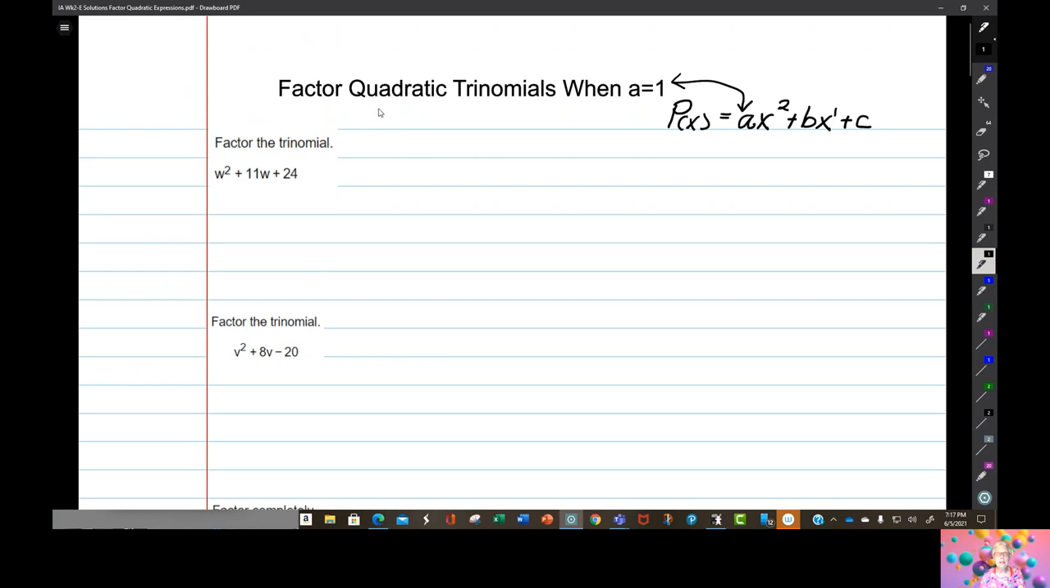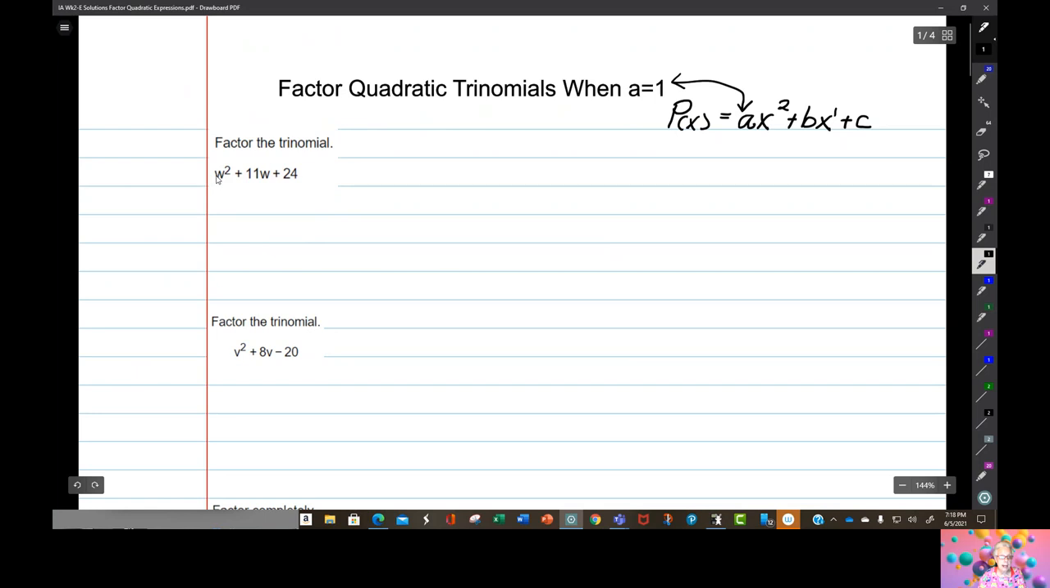We're going to factor quadratic trinomials. These are called quadratic because the highest power is 2. Anytime you have a polynomial and the highest power is 2, it's called quadratic. Anytime you have 3 terms, it's called a trinomial. The formula for a quadratic trinomial is up here, right there. AX squared plus BX plus C. A is the number in front of the X squared, the leading coefficient. B is the coefficient of the X to the 1 power term, the linear term. And C is the constant.